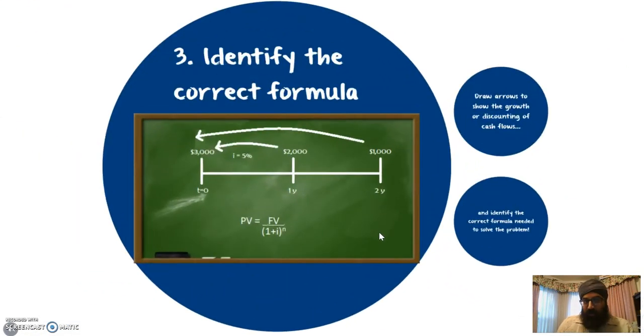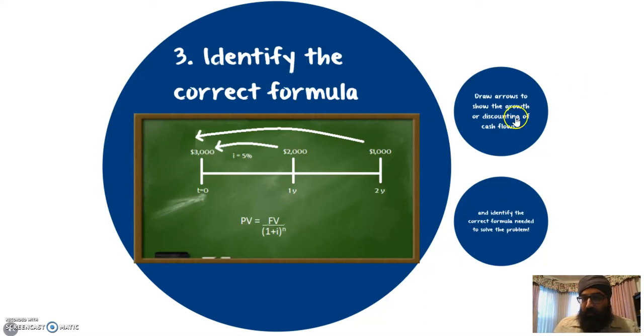What we want to do is now identify the correct formula before we solve this question. So the easiest way to do that is just draw arrows going back to where you want the cash flow to be. In this case, it's a present value question, so we're taking future values of 1,000 and 2,000 respectively, and we're moving them back to the present day.